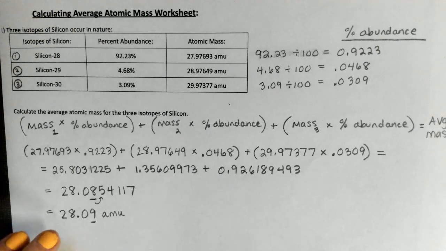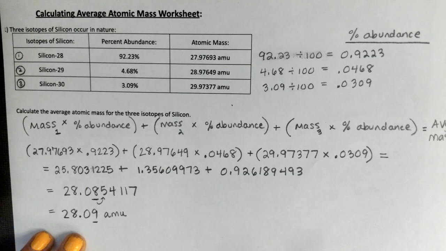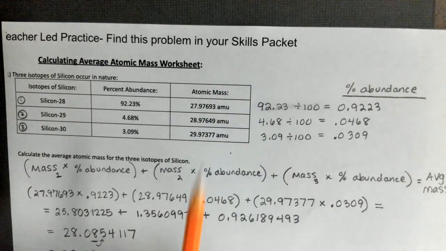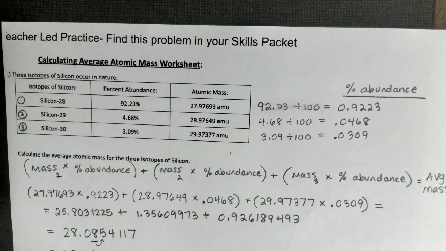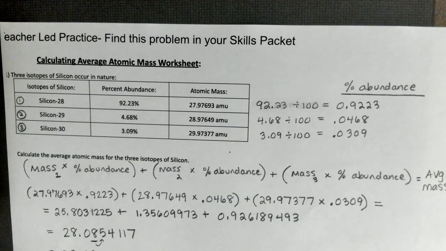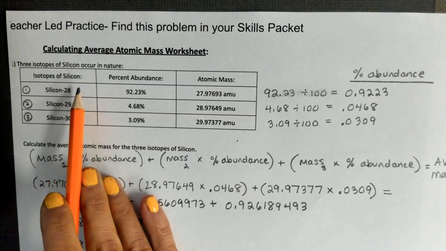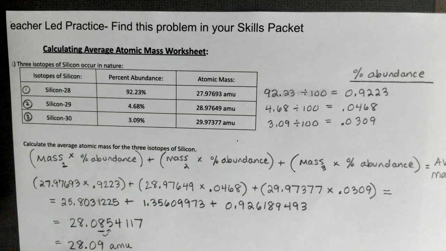Hello, ladies and gentlemen. We are going to go over a practice problem that's in your skills packet. So this is in your skills packet, and we are going to be doing the very first problem that is looking at silicon. Make sure that you are there and you are following along and completing this problem with me. All right, so if we're looking at silicon, there are 3 different isotopes of it.